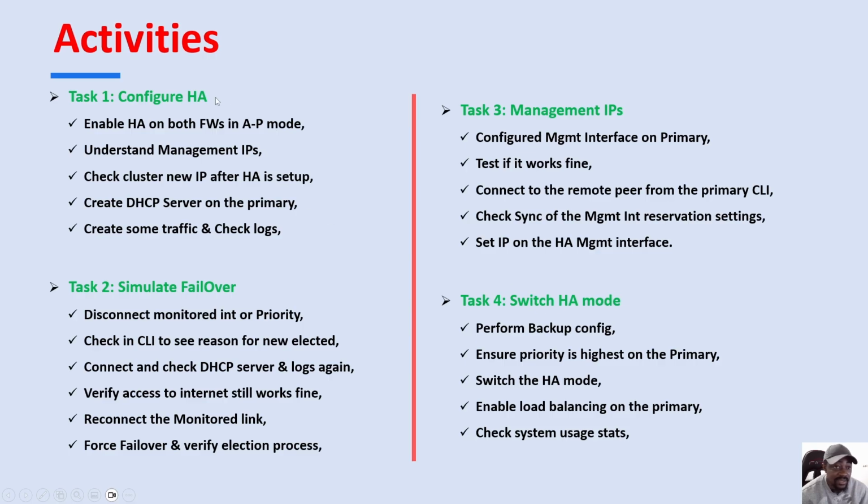As I said, we'll start by configuring the FortiGate devices in active passive mode. Then in task 4, we'll see how to switch the HA mode from active passive to active. Then we'll also perform some checks to see how traffic works when we are in active mode.